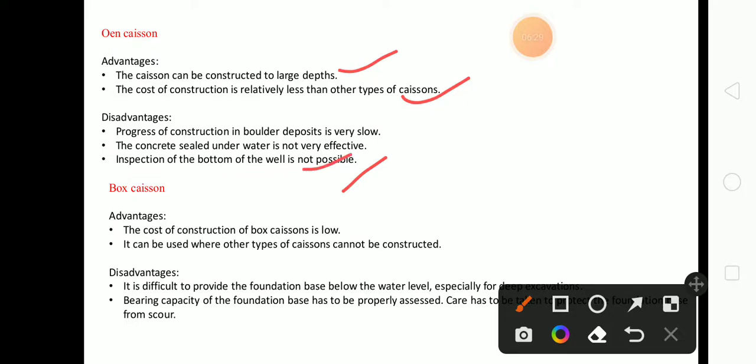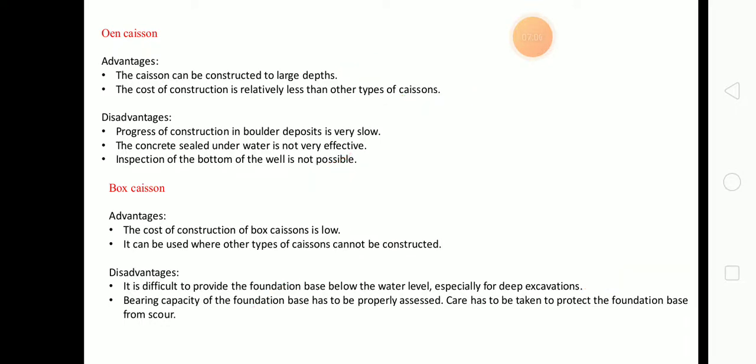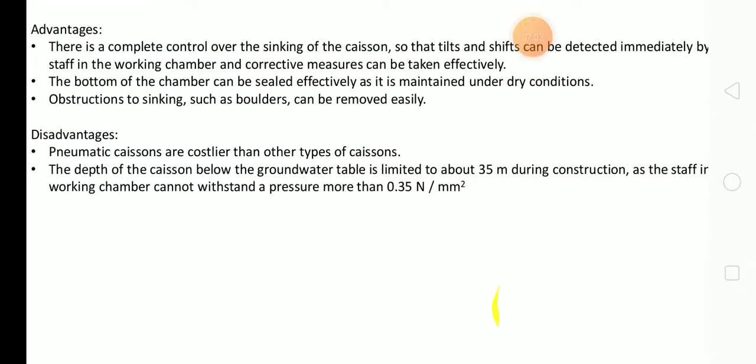Now the box caisson. Advantages of box caisson: the cost of construction is low, and it can be used where other types of caisson cannot be constructed. Disadvantages of box caisson: it is difficult to provide the foundation base below the water level, especially for deep excavation. The bearing capacity of the foundation base has to be properly enhanced. Care has to be taken to protect the foundation base from scour. So these are the advantages and disadvantages of box caisson.